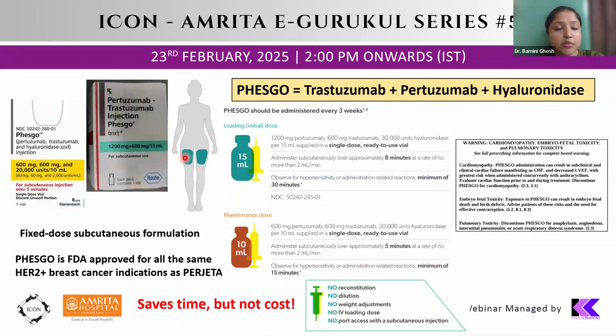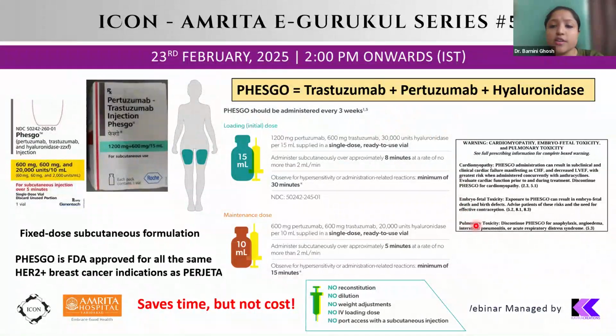Now, it is given subcutaneously, mainly in the thighs. I have already mentioned there are 2 vial strengths which are available. For the loading dose, we give this vial, which contains 1200 mg of pertuzumab and 600 mg of trastuzumab. And for the maintenance dose, we give this 10 ml vial, which consists of 600 mg of pertuzumab and 600 mg of trastuzumab. And Phesgo is administered every 3 weeks.